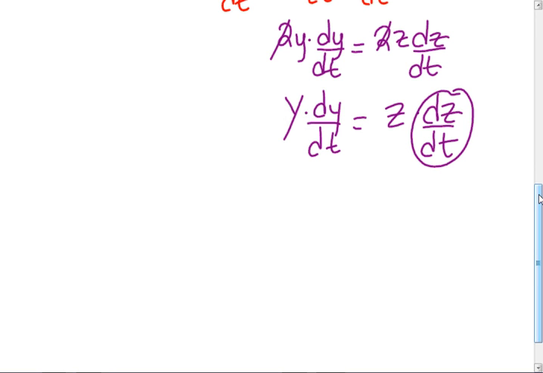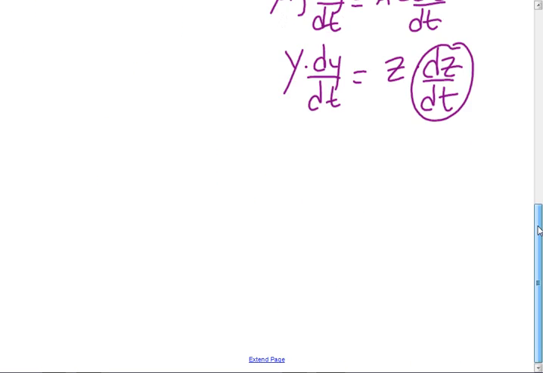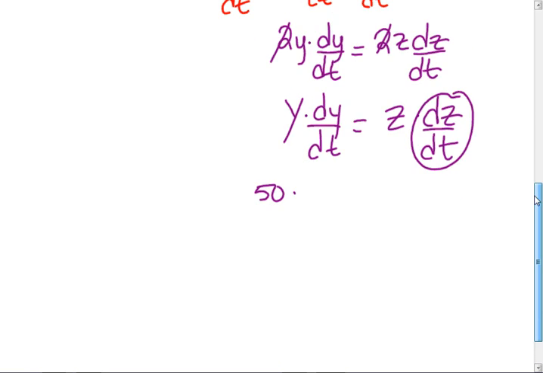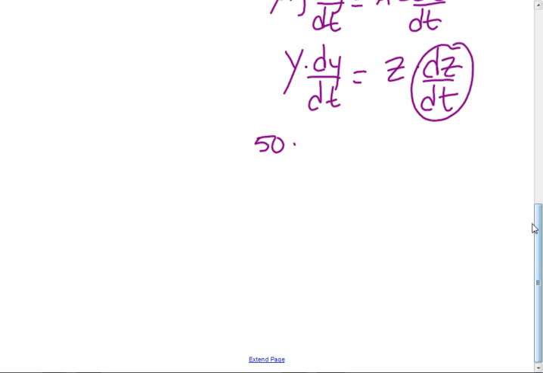We will here now, because it's changing. You can't put things that change into your equation. You have to do that after you've done the derivative. So what's y? Y is 50 feet. So this is 50 feet times, and what's dy dt? 8 equals z times dz dt. So I just have to divide by z, but I need to know what z is.